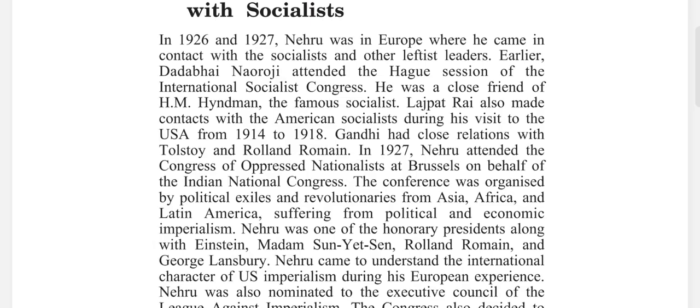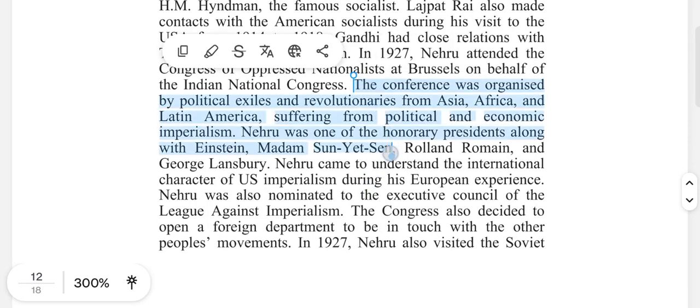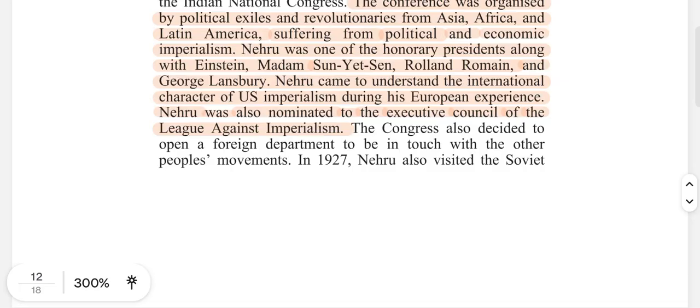In 1927, Nehru attended the Congress of Oppressed Nationalities at Brussels on behalf of the Indian National Congress. The conference was organized by political exiles and revolutionaries from Asia, Africa, and Latin America, suffering from political and economic imperialism. Nehru was one of the honorary presidents along with Einstein, Madame Sun Yat-sen, Romain Rolland, and George Lansbury. Nehru came to understand the international character of imperialism during his European experience. Nehru was also nominated to the Executive Council of the League Against Imperialism. The Congress also decided to open a foreign department to be in touch with other people's movements.